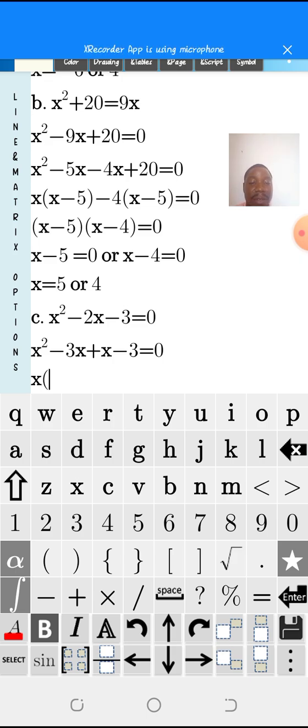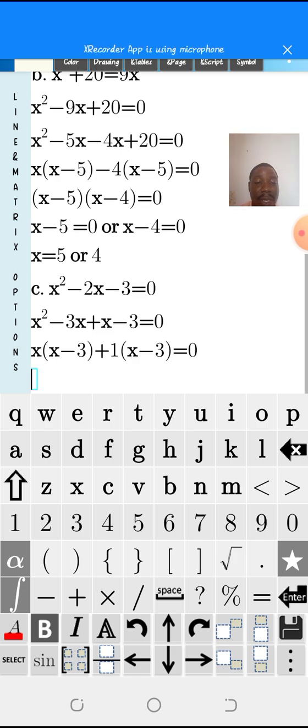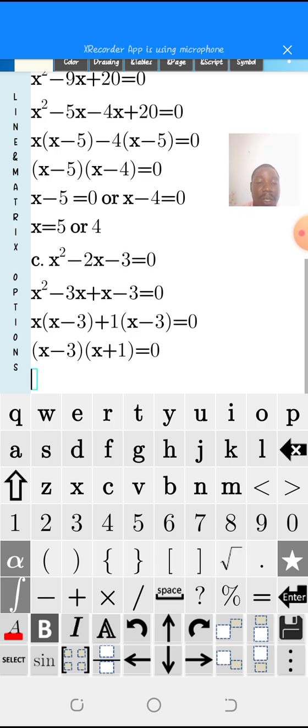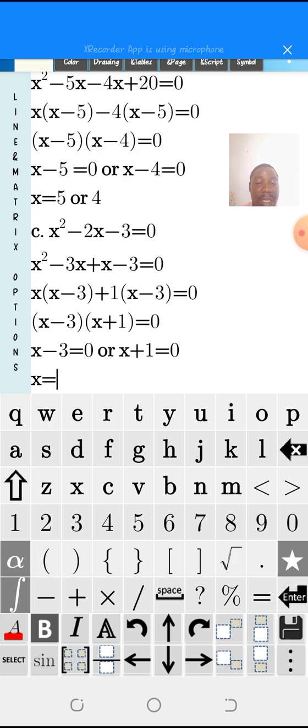So factorizing, you have x into x minus 3, plus 1 into x minus 3, equals 0. So we have x minus 3 into x plus 1, equal to 0. At this point, either x minus 3 equals 0, or x plus 1 equals 0. That means x equals 3 or minus 1.